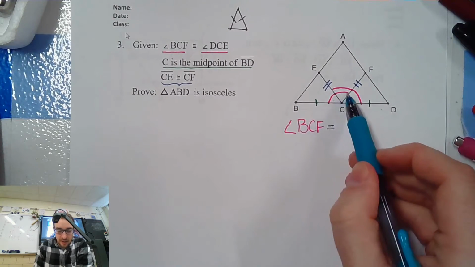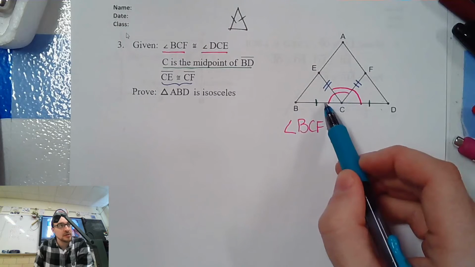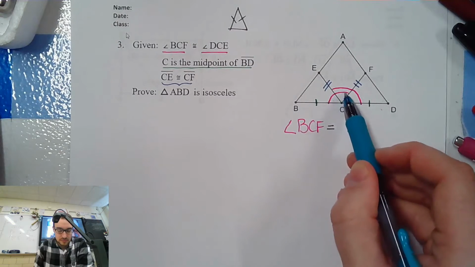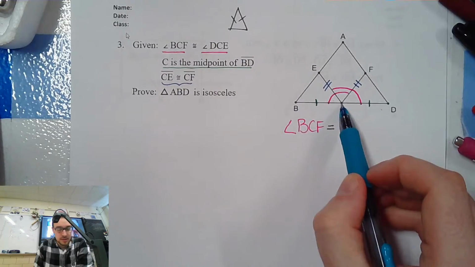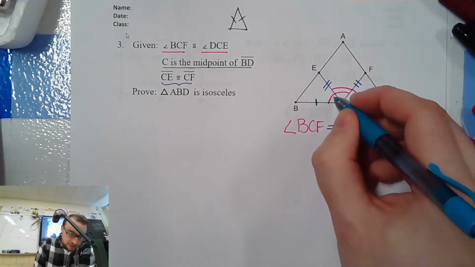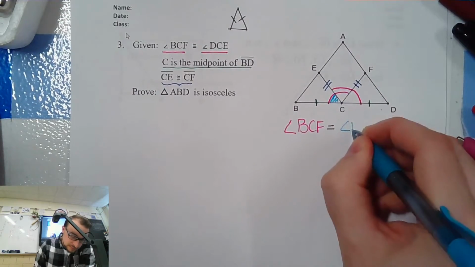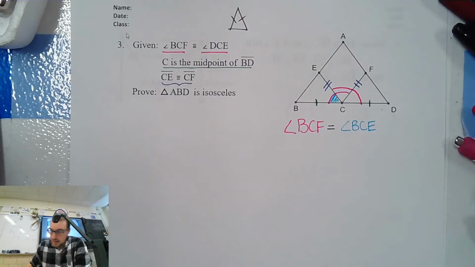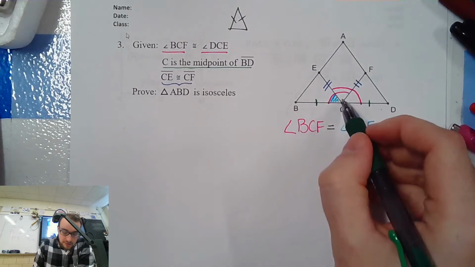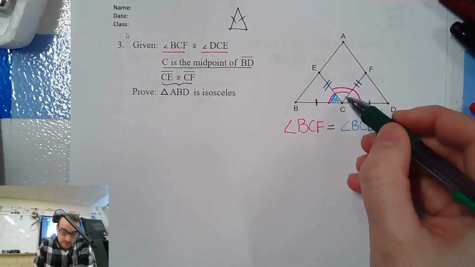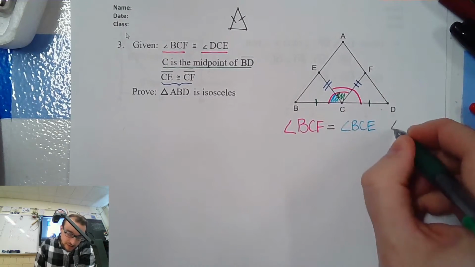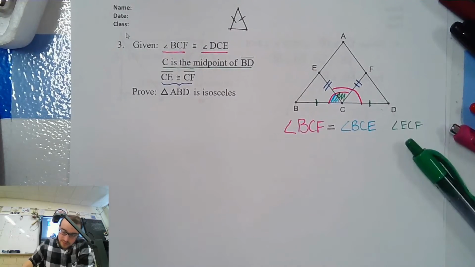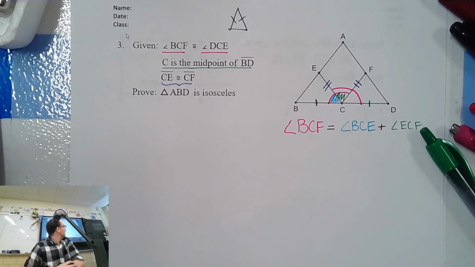BCF is this pink angle right here. What two parts is it made up of? What two angles? BCE, right? I'm going to color that in blue so you know what I'm talking about. And what's the other angle? ECF, very good. So I can write this. Why am I allowed to write that? Angle addition postulate, right? The two pieces make up the big one.